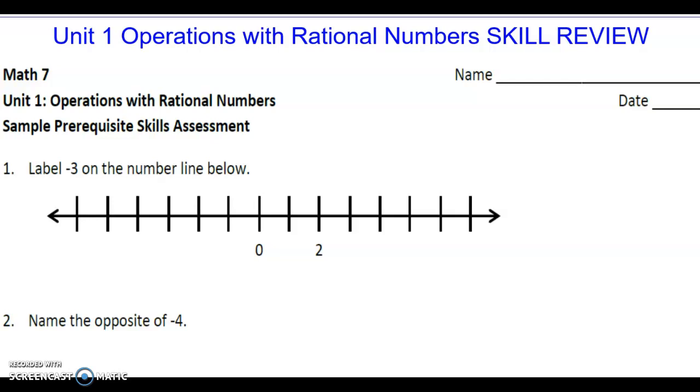So in this lesson today, we will be going over prerequisite skills that are needed for Unit 1 operations with rational numbers. When they use the word prerequisite, that means these are things that you should have some kind of knowledge of already. They were in standards addressed in previous units or in previous grade levels. So we will go over prerequisite skills before we begin each unit.